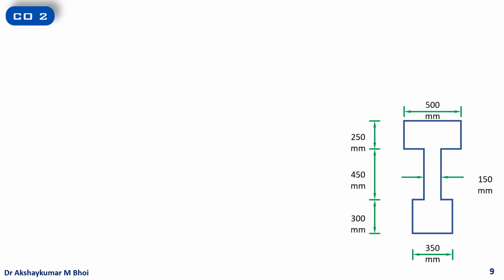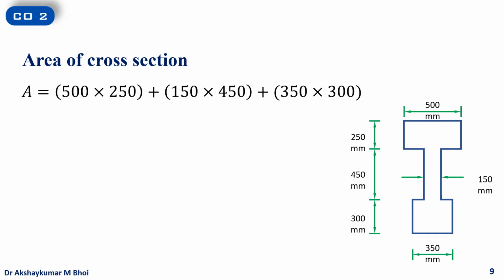Let us calculate the area of cross section of the concrete. The area of cross section is the area of top flange plus web plus bottom flange. So we get the total area as 2,97,500 mm square.